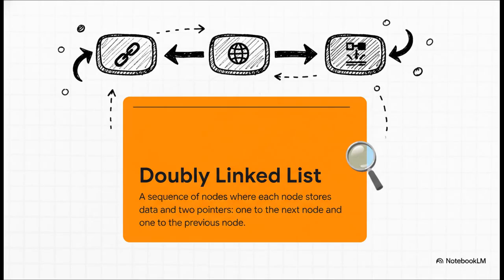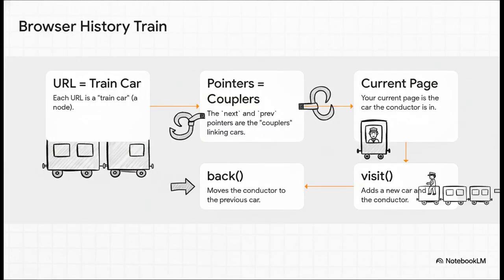So what is a doubly linked list exactly? Well, just imagine a chain. Each link in that chain, we call it a node, holds a piece of info, like a URL. But here's the key. Each link isn't just connected to the one after it. It's also connected to the one before it. That two-way connection is the secret sauce. It's what gives it all its power and flexibility. I love this analogy. Think of your browser history like a train. Seriously, each web page you visit is a train car. Those next and previous pointers, those are the couplers hooking the cars together.